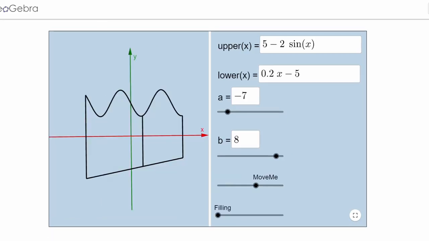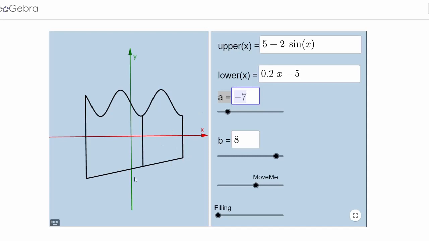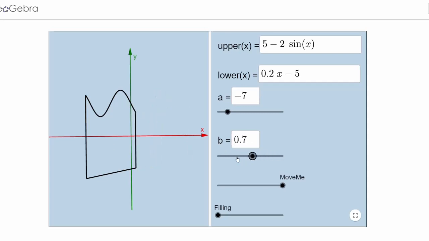Let me show you another one. Here we have the upper function is this trig function. If I get rid of this one, you'll be able to see it. There it is, just a basic trig function. And then my other function is this slant line right here, 0.2x minus 5. And we're bound between -7 and -8, or sorry, -7 and +8. So we can see the bounds change as so.